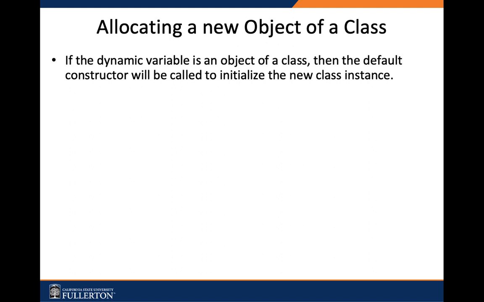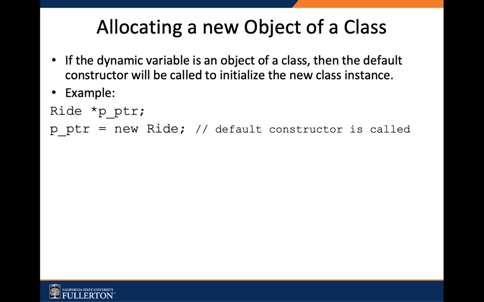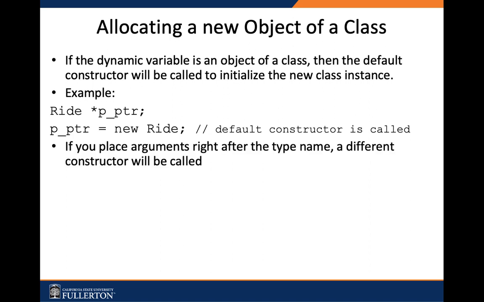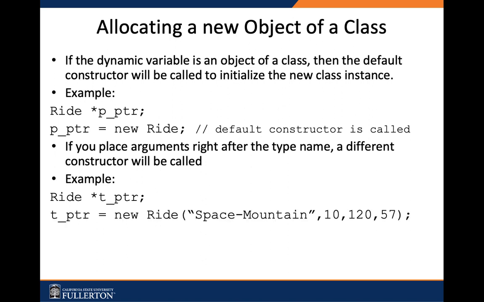If a dynamic variable is an object of a class, then the default constructor will be called to initialize a new class instance. For example, let's say we have pptr, a pointer to an object of type Write, and we declare pptr equal new Write. In this case, the default constructor is called because there are no arguments. But if you place arguments right after the type name, a different constructor will be called. For example, if you declare tptr, which is a pointer to an object of type Write, and then you have tptr equal new Write with 4 arguments, then the constructor with 4 parameters is called.